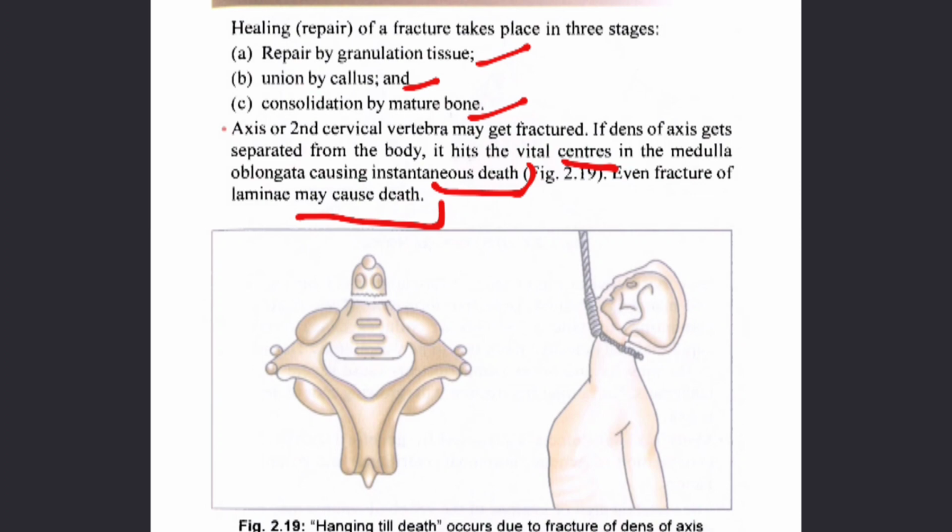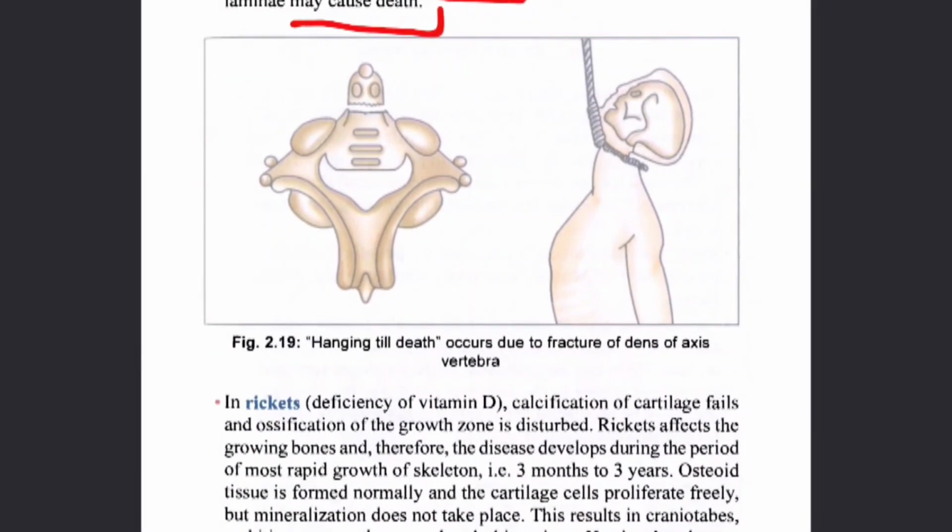Like if we see the hanging, death occurs due to fracture of dens of axis vertebra. Very common case in the post-mortem, the suicide cases, where hanging causes death due to the fracture of the axis.